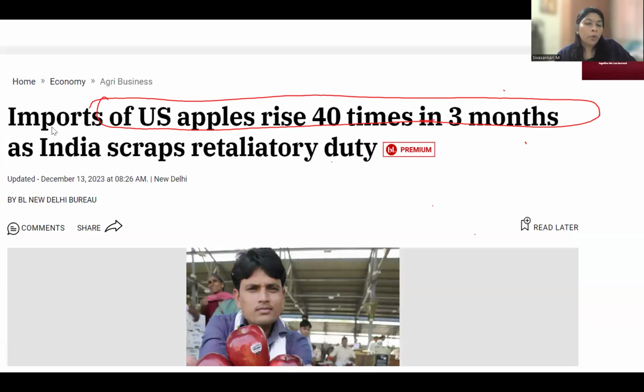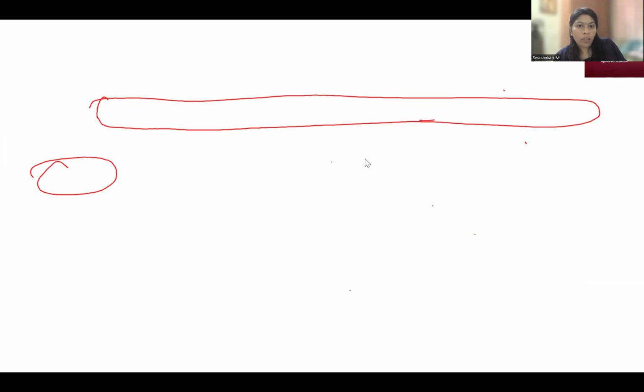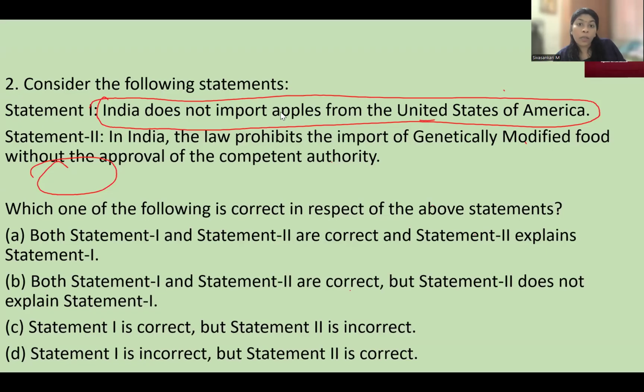You can see this. Import of US apple, rice, 40 times in 3 months. This news came in December 2023. Can you see this? That means when you're writing an exam, it doesn't immediately drop or ban. So if you have read this news, definitely you would have known statement 1. Statement 1 is: India does not import apples from US. It's totally wrong. Galat hai, no? Galat hai. Come to the second.